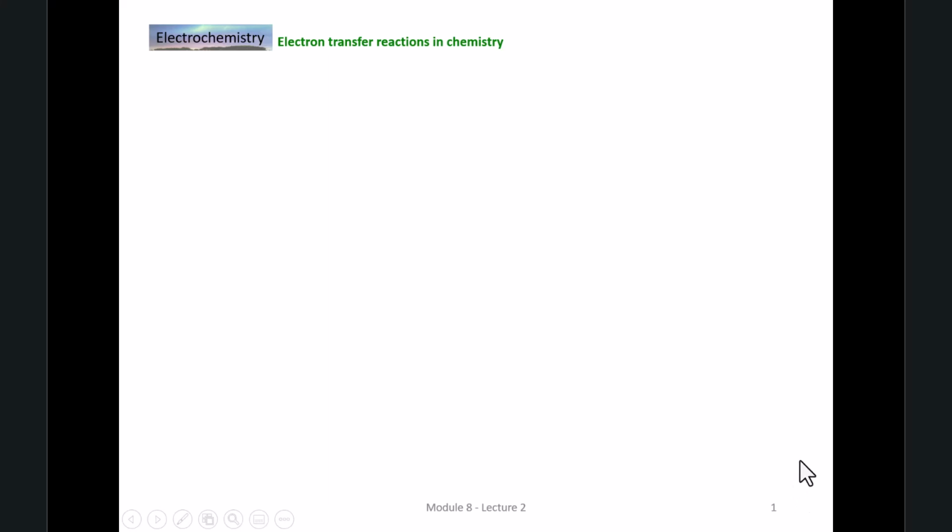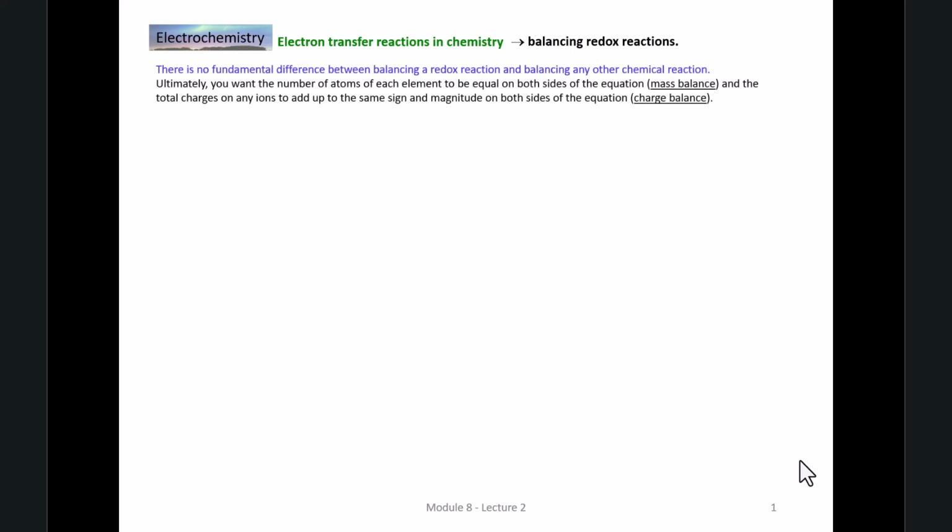In Lecture 2, we'll spend some time learning how to balance redox reactions. Well, in reality, there's no real fundamental difference between balancing a redox reaction and balancing any other chemical reaction. Ultimately, you want the number of atoms of each element to be equal on both sides of the equation. That would be the mass balance, and the total charges on any ions to add up to the same sign and magnitude on both sides of the equation. In other words, charge balance.